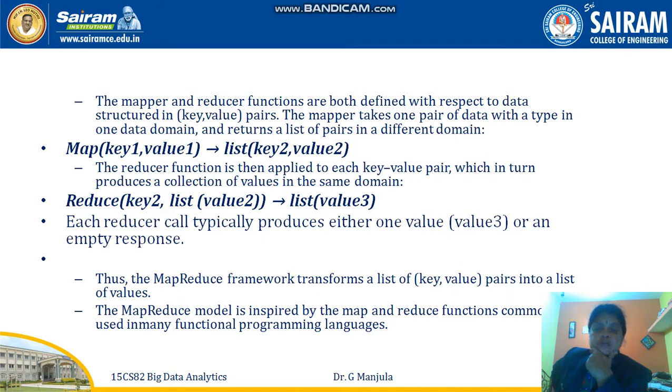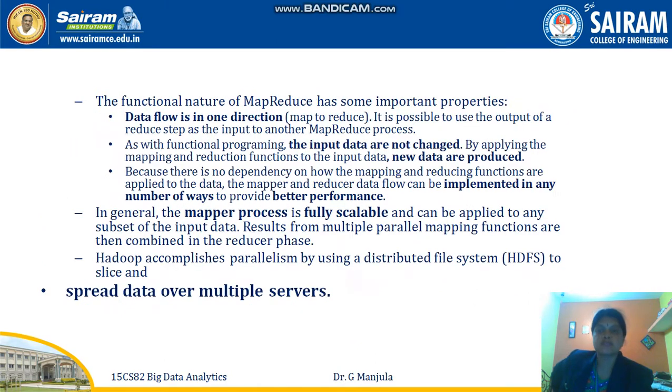Thus what I want to conclude here is that the map reduce framework transforms a list of key value pairs into a list of values. It is inspired by the map and reduce function commands used in many functional programming languages. So I'll repeat: a map reduce framework transforms a list of key values or a pair into a list of values, inspired by the map function and reduce function usually used in many functional programming languages.